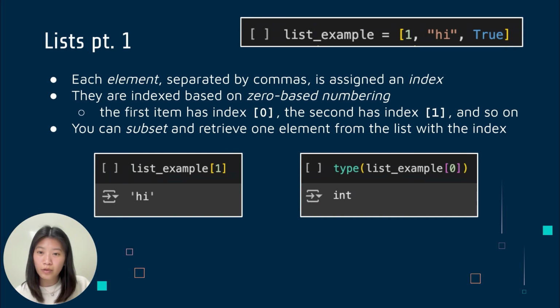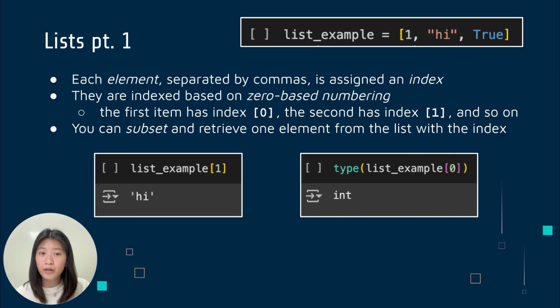And we see on the example on the left, we're trying to subset list_example with the element at index 1. And we do this by typing the name of the list, so list_example, and then we type the open square bracket, and then we type the index of the element that we want to access, and then we type the closed square bracket. So in this example, we do list_example, open square bracket, 1, close square bracket. So we're trying to access the element at index 1, which is the second element, which is the string hi.